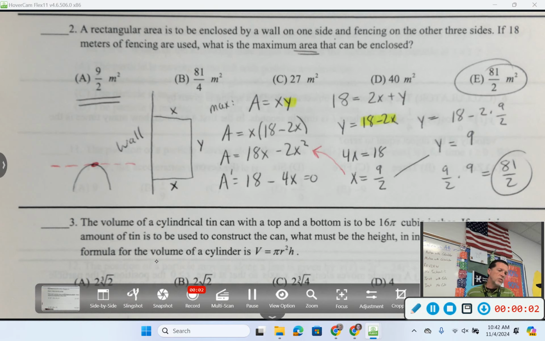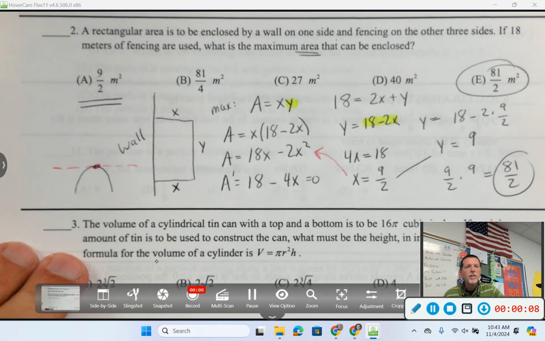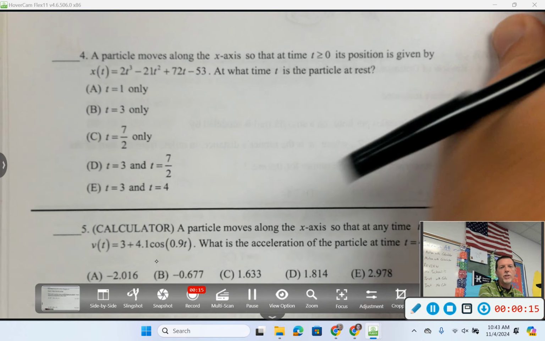So, number 2, 81 halves. When you want to maximize something or minimize something, take a derivative, set it equal to 0. And then be careful about whether it's a max or a min. But sometimes you can tell without doing a lot of work.